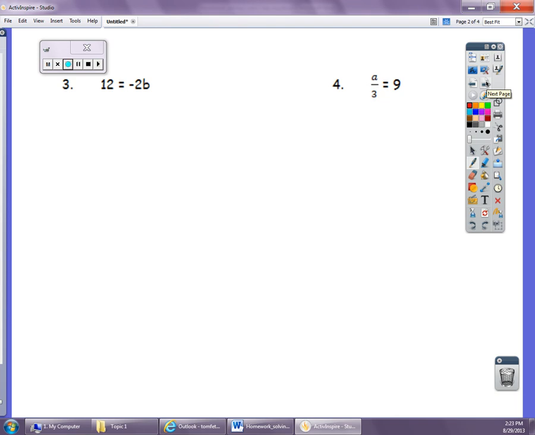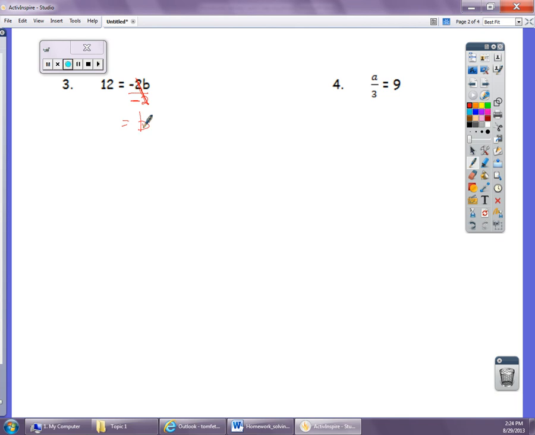We're not going to do anything different. So we have 12 equals negative 2b. Well, we need to get the b all by itself, and since they're connected, we want to break them apart. So the negative 2 is connected to the b. Well, that means negative 2 times b. So to get rid of the negative 2, the opposite of multiplication, we're going to divide. So we're going to divide by negative 2, because negative 2 divided by negative 2 is going to give us 1. So we're going to be left with 1b, or we can just say b.